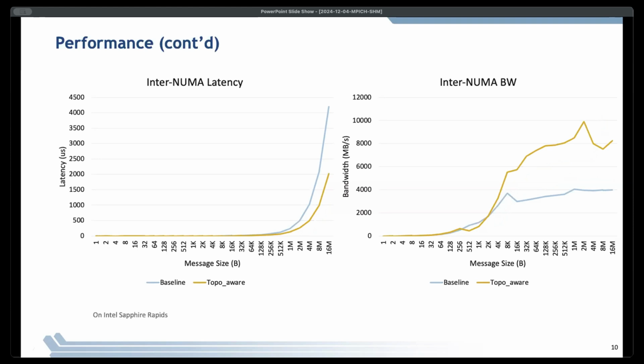Similar performance can be observed on Intel's Sapphire Rapids processors, where you can see the same doubling in large message bandwidth when two processes are in different NUMA nodes.